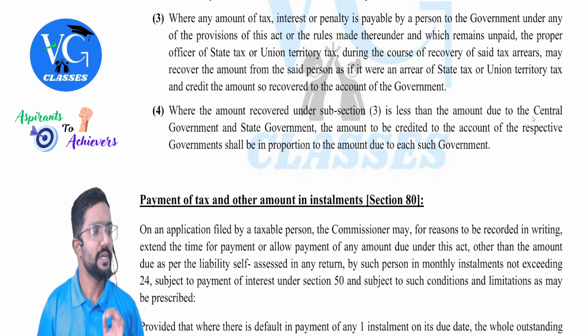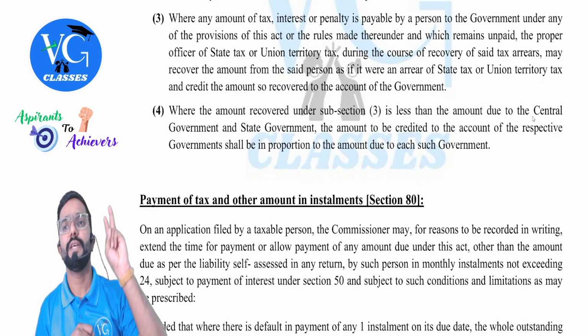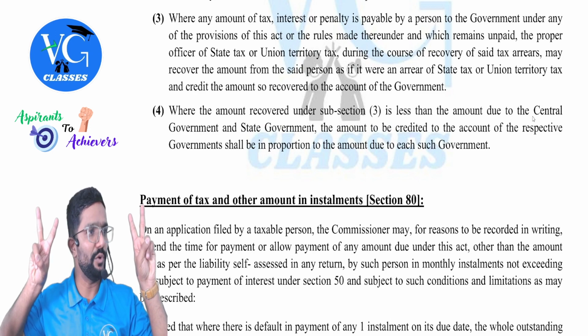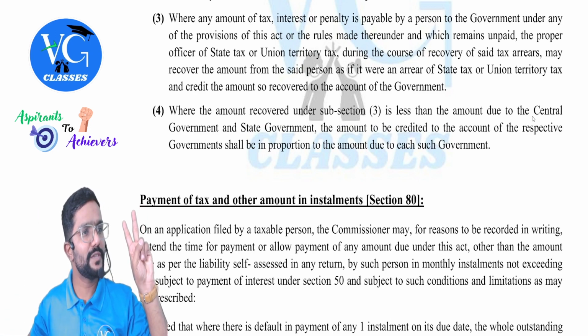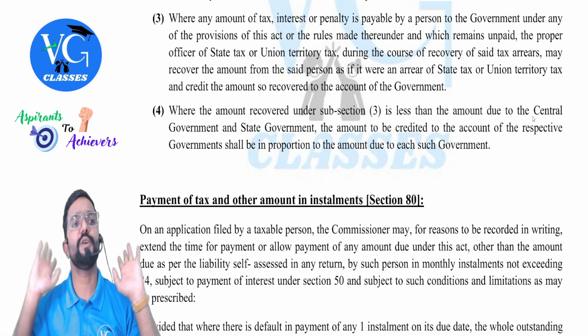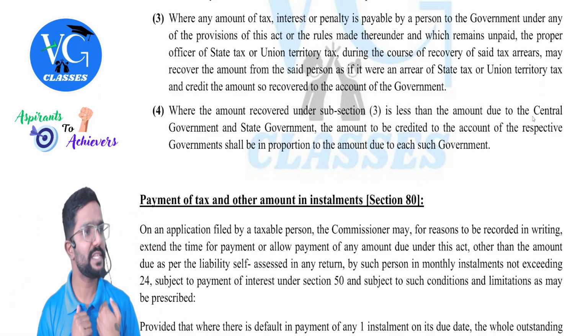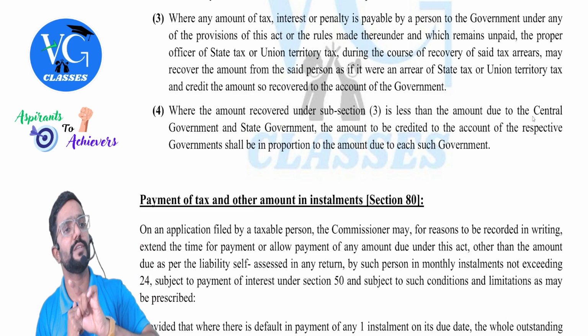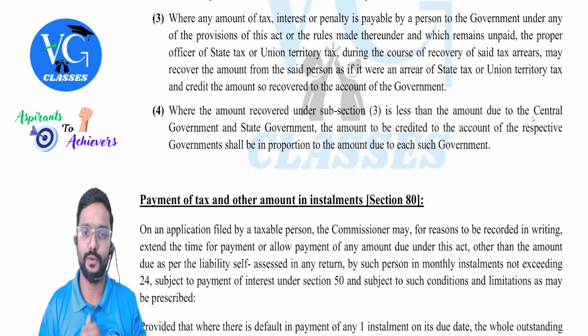State officers. Now assume a registered person is supposed to pay CGST 2 lakh, SGST 2 lakh. Now, SGST officer should come and recover only 2 lakh or 2 plus 2, 4. Both put together he has to recover. But 2 lakh is for SGST account, remaining 2 lakh which should go to which account? CGST account. Okay.